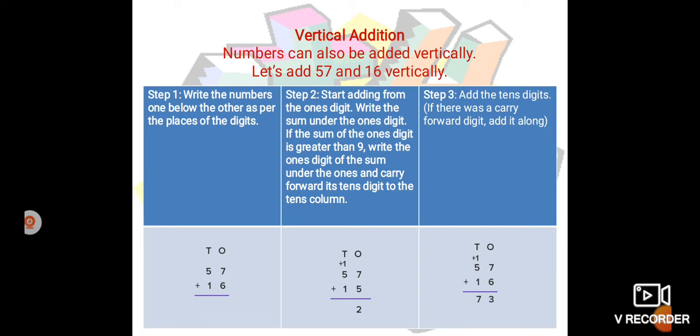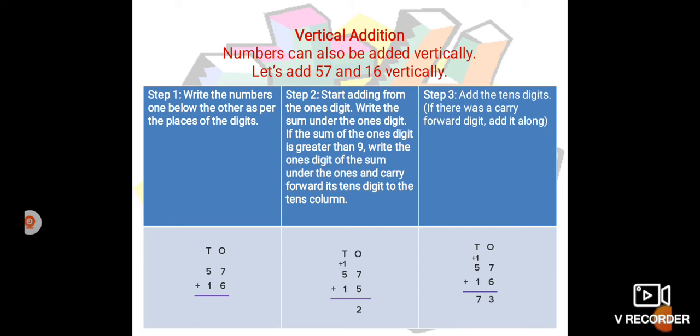7 plus 6. In the ones place, what are we getting? 7 plus 6. And what will be the sum? 7 plus 6 equals 13. So children, 13 means 3 is in the place of ones and 1 will go to the place of tens. So in the addition, we will write 3 in the place of ones and the 1 of 13 will be carried forward to the tens place.